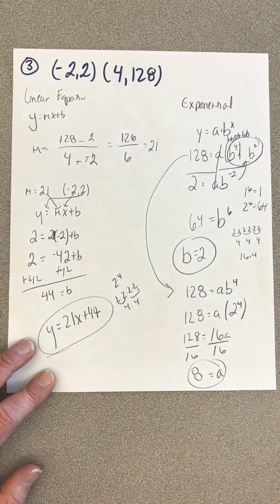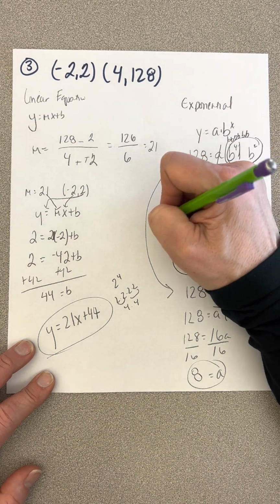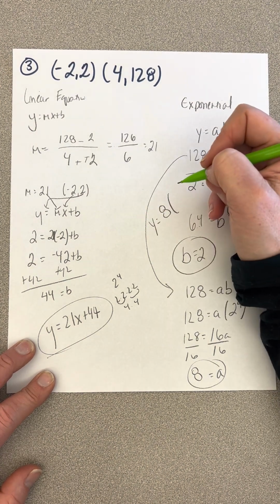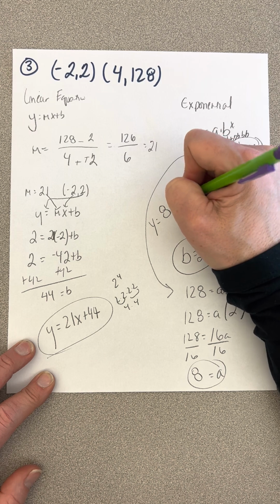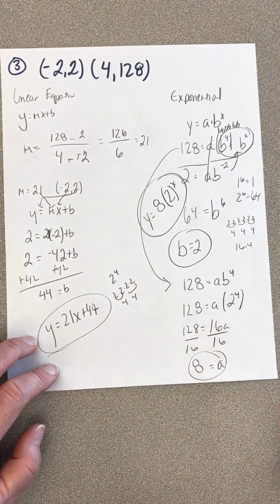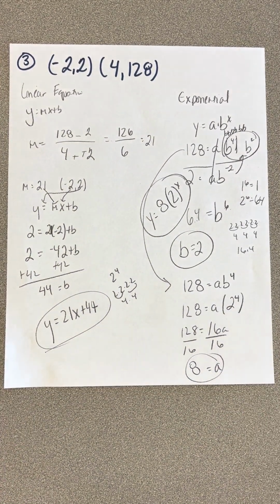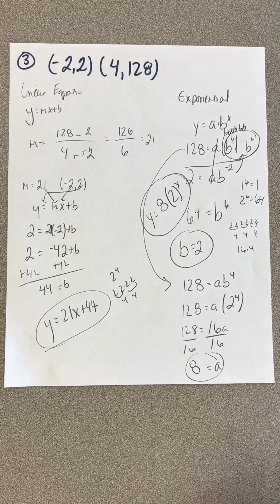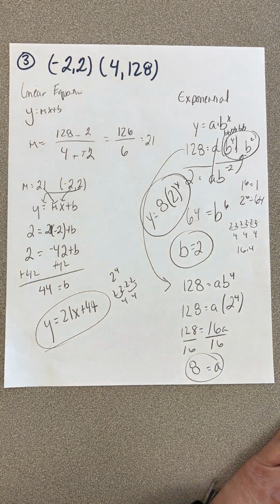So I have an a and I have a b. That's going to be y equals my a, which is 8, times my b, which is 2, raised to the x power. All right, so there you go. That's a little review of getting 2 points and writing the equation for a line and a curve. Good luck.